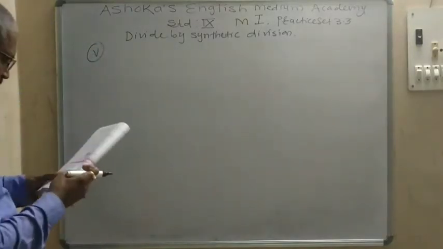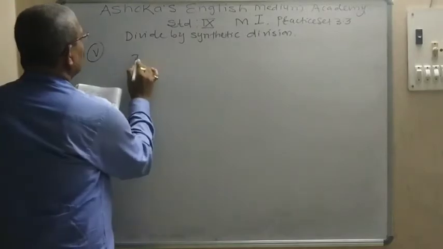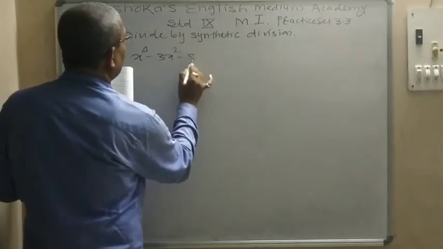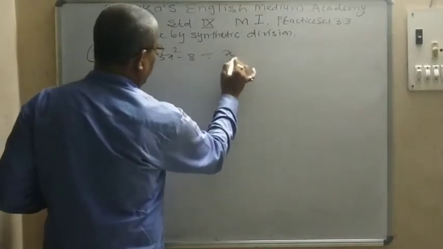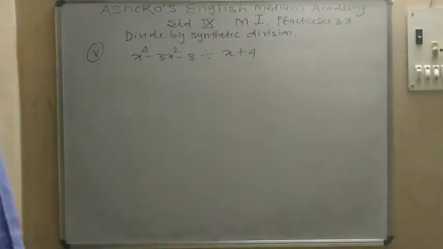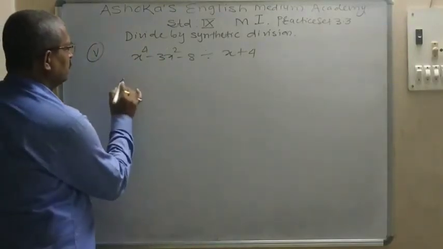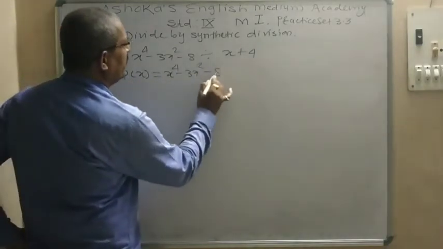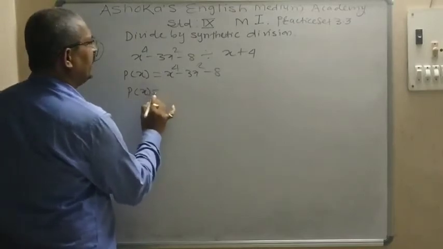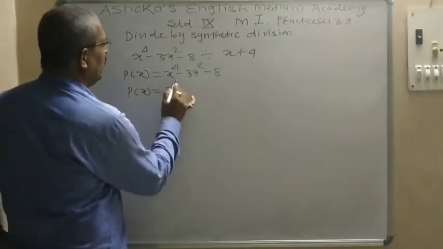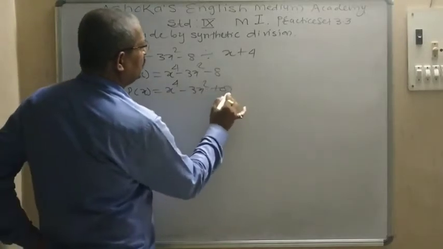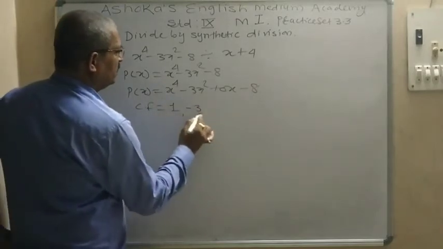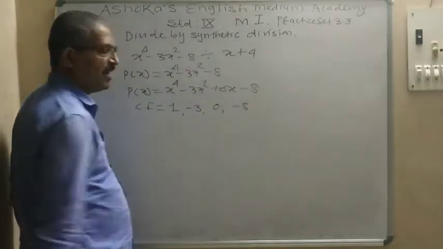Question number 5: x raised to 4 minus 3x square minus 8 divided by x plus 4. What will happen? Polynomial P(x) is equal to x raised to 4 minus 3x square minus 8. Therefore, polynomial P(x) is equal to, we should have taken standard form, x raised to 4 minus 3x square plus 0x minus 8. Therefore, coefficient form becomes 1, minus 3, then 0, and this is minus 8.